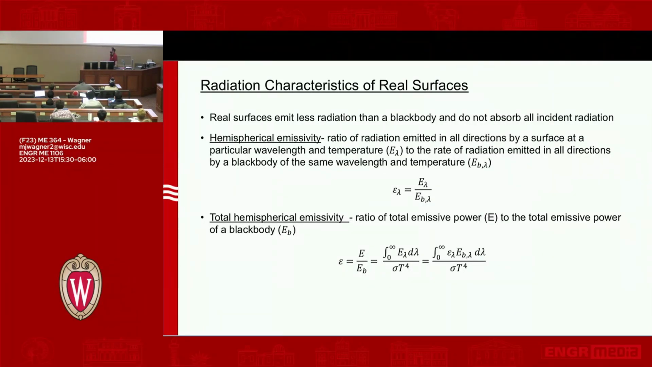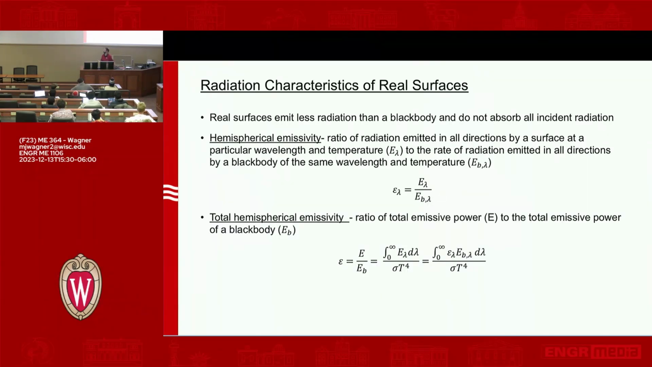Okay, so then radiation characteristics of real surfaces. Now when we're talking about real surfaces, keep in mind that a real surface emits less radiation than a black body does. And that real surface may emit less in certain wavelength bands, right? It can be spectrally dependent. So we would write the emissivity here for a given wavelength as the ratio of the actual power emitted at that wavelength to the black body power. And that's saying that the emissivity can vary as a function of wavelength.